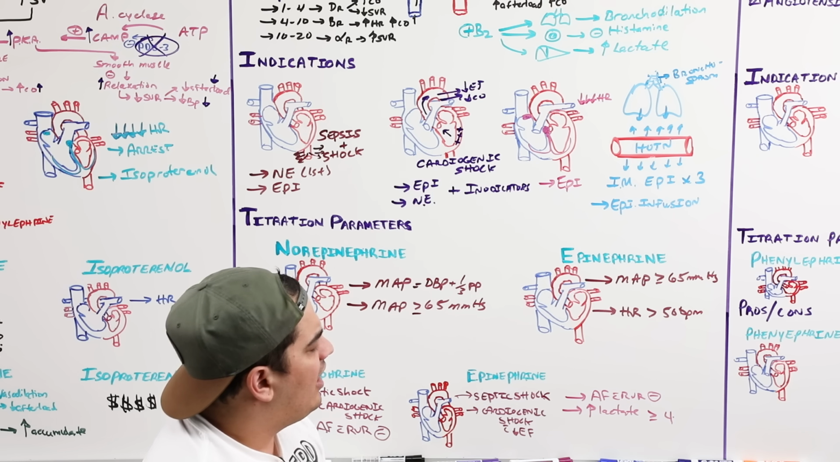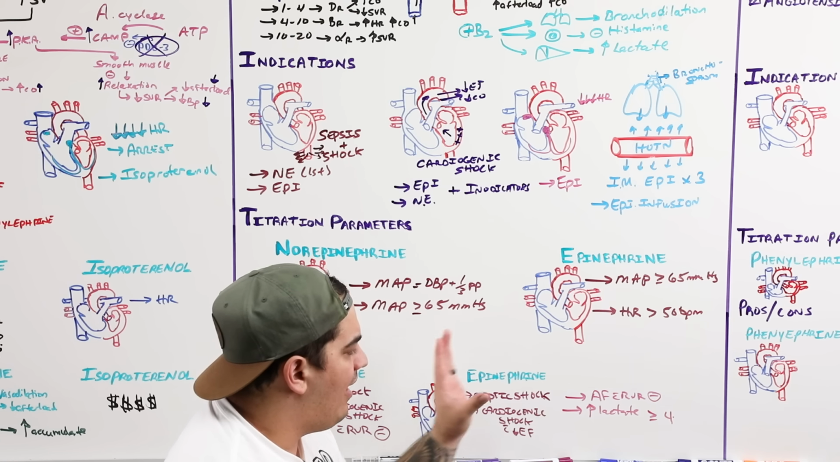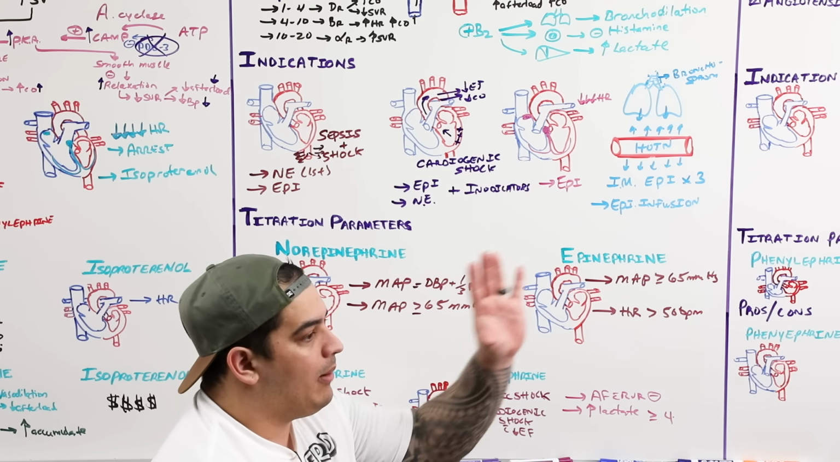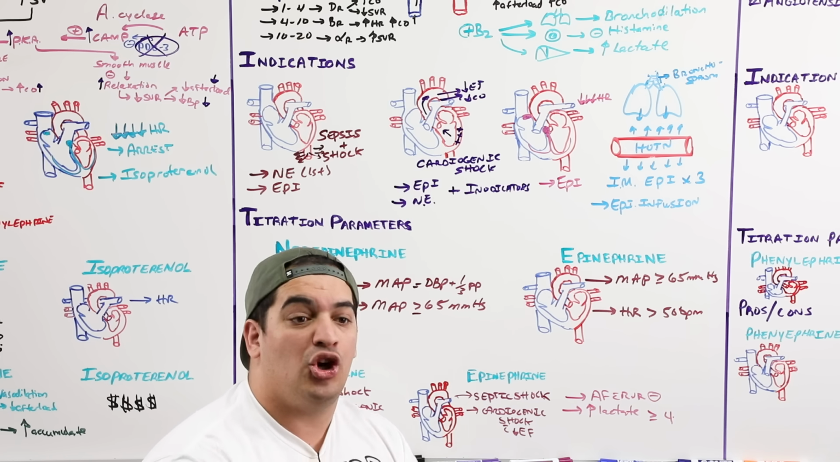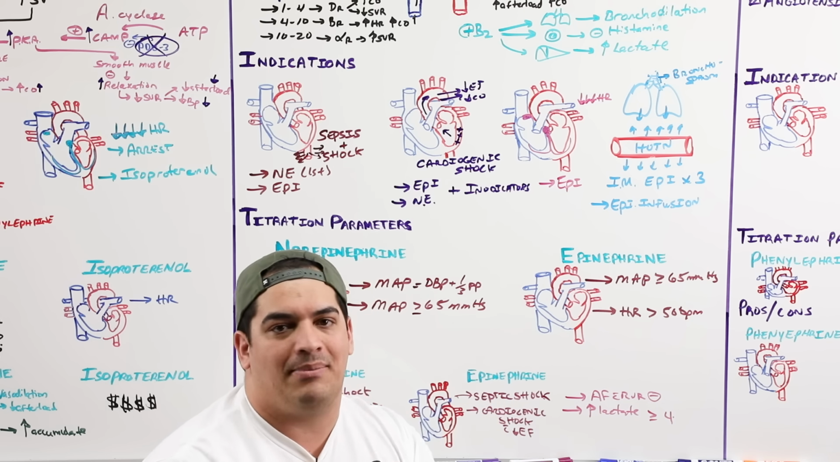Okay, so again, that covers a good chunk of what we need to know about epinephrine. Now what I want us to do is to go ahead and talk about the next category, which is your pure vasopressors, the ones that are going to clamp down on vessels.